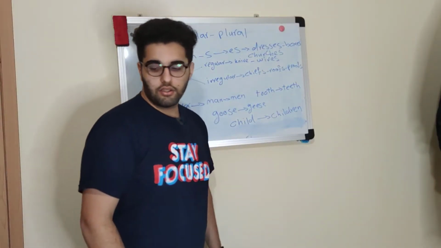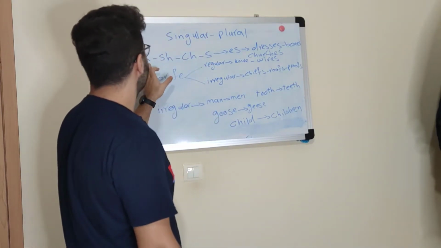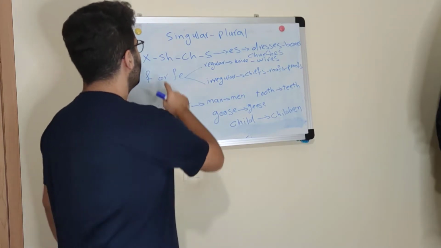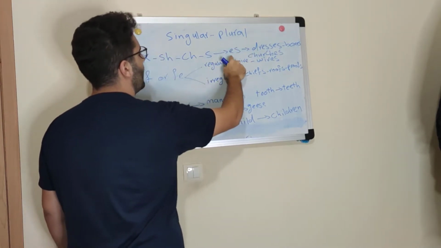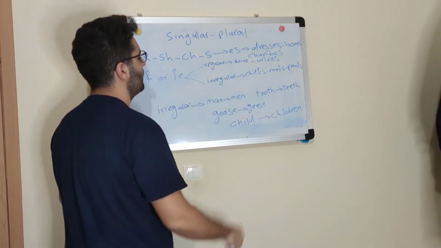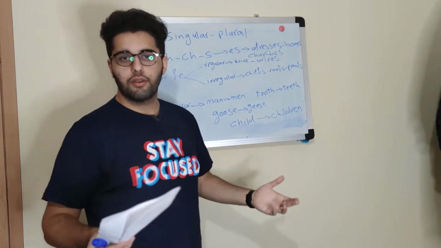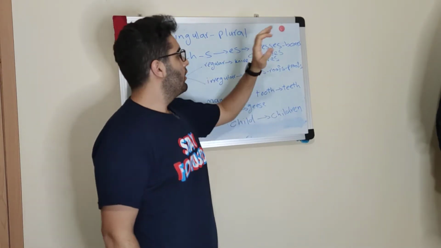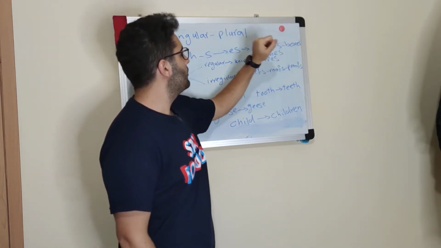Okay, so the next group would be the words which end in X, SH, CH, and S. In order to turn these words into plural words, we need to add ES to the end of them. Like what? Dress. Dress is singular. Dresses is plural. Box. Box is singular. Boxes would be plural.